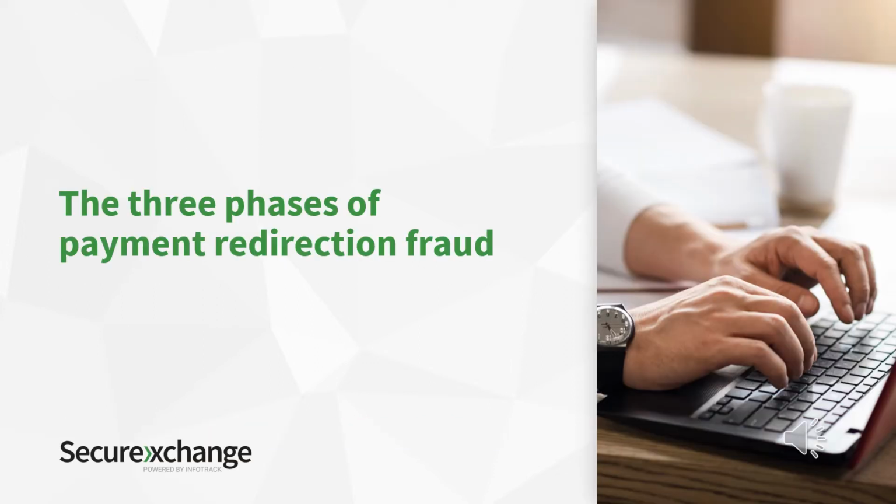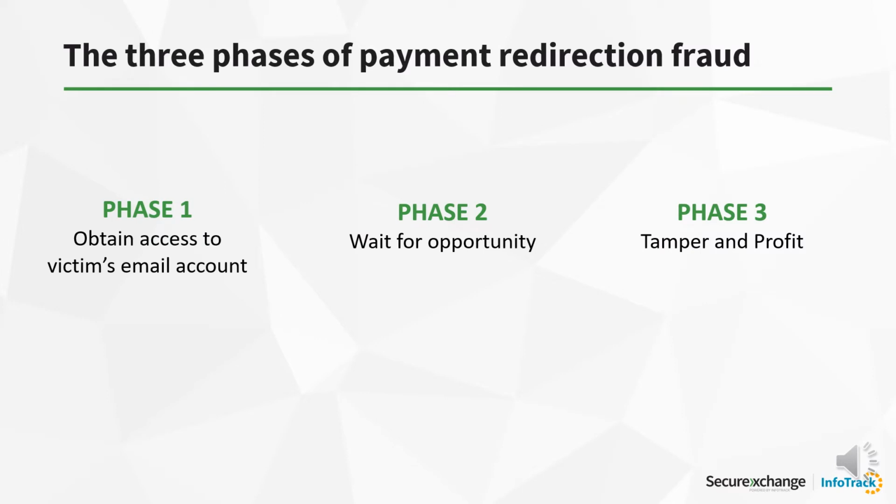In this next section, we will discuss the 3 phases of payment redirection fraud. Payment redirection fraud generally occurs in 3 phases. In Phase 1, the criminals gain access to the email of a real estate professional. Phase 2 is where the criminals wait for an opportunity to exploit, such as a high-value transaction. And Phase 3 is where they tamper with the payment instructions to hijack the transfer and steal the money.